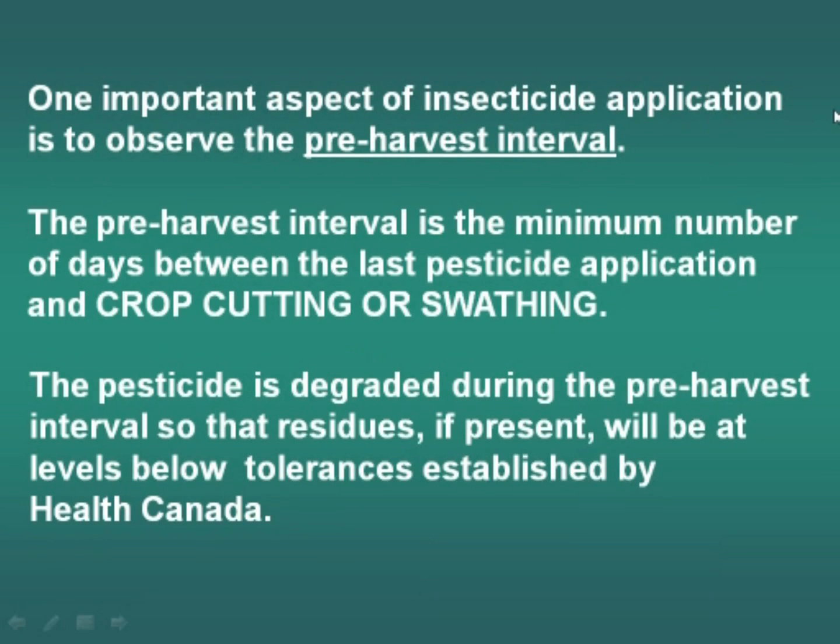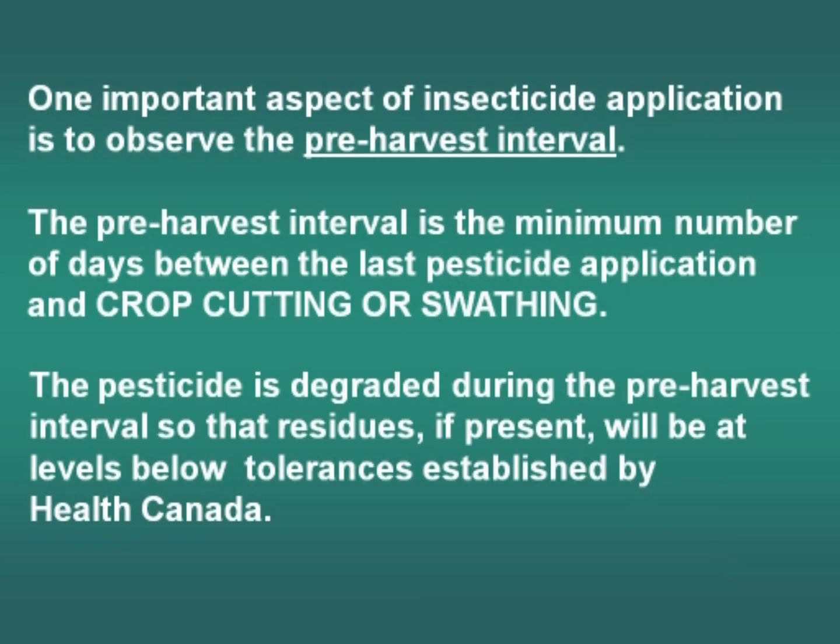But one very important consideration in applying insecticide is to be concerned about the pre-harvest interval. The pre-harvest interval is the minimum number of days between the last pesticide application and crop cutting or swathing. So it's not the number of days between spraying and combining if you swath in between. It's the days between spraying and swathing.